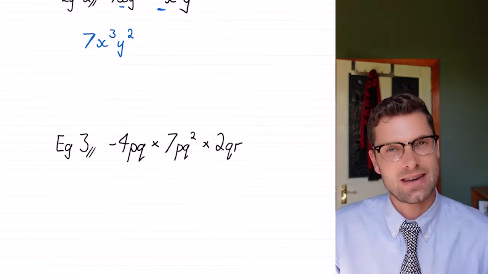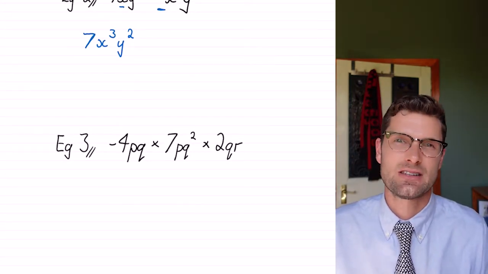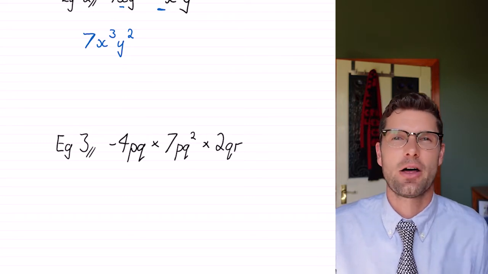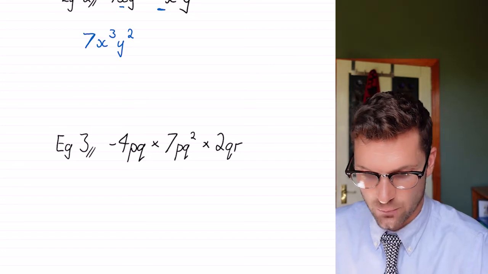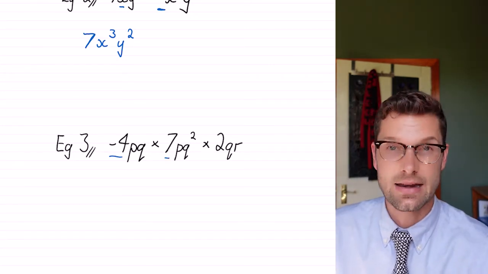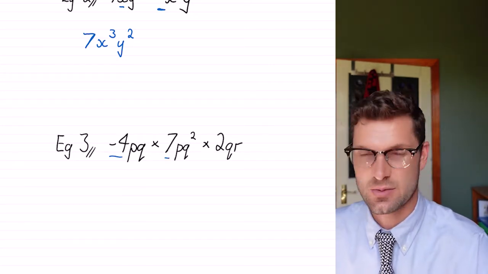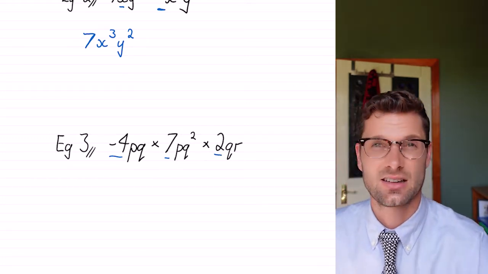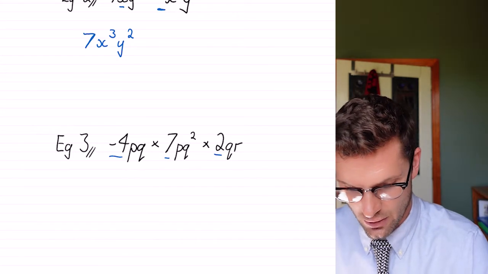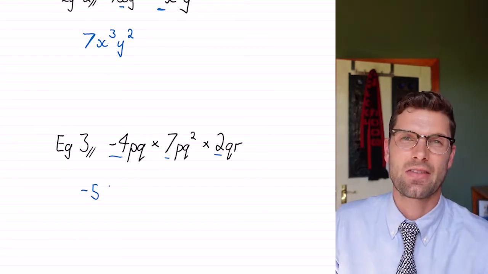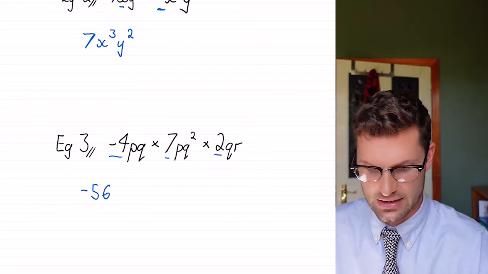Finally, you can get ones with negative signs as well, but the steps still remain the same. If you multiply those first ones together, you're going to find this pretty easy. So we've got minus 4 times 7 is negative 28, times by 2 is negative 56. If you can't do it in your head, don't stress, just use your calculator. So we've got minus 56, then we've got to count up all the letters.